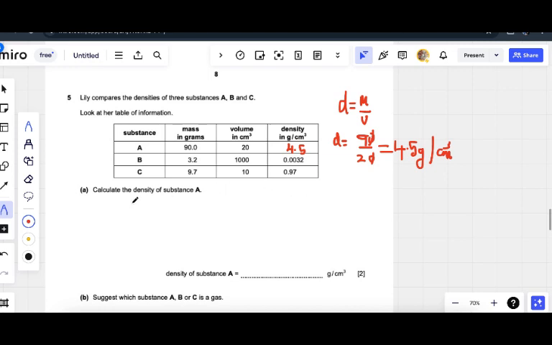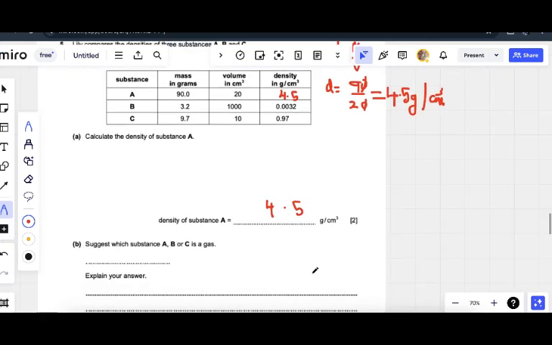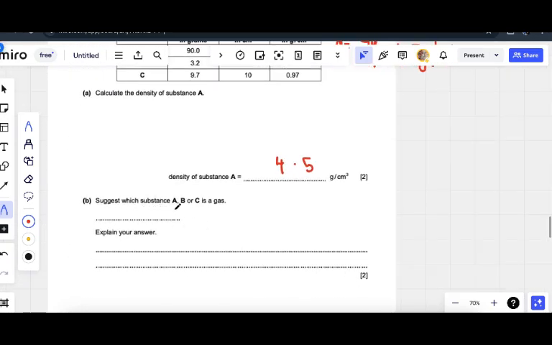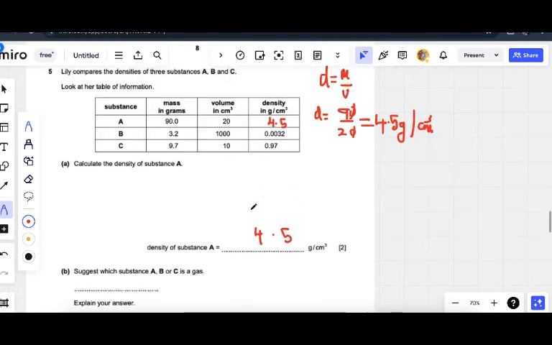Okay, now move to the next. Calculate the density of substance A. This thing we did here, we are supposed to calculate it here, because they've given us this space to calculate it. So you just write the answer here. 4.5 gram per centimeter cube. You get 2 marks for doing this calculation. Now it says suggest which substance A, B, or C is a gas. Solid substances have greater density. Gas has the smallest. So out of these three, if any is a gas, it is B, because the density is super small.